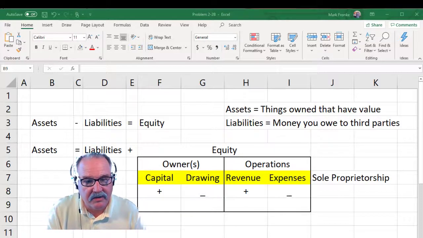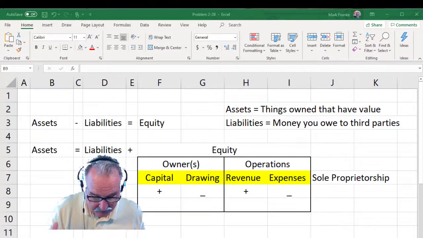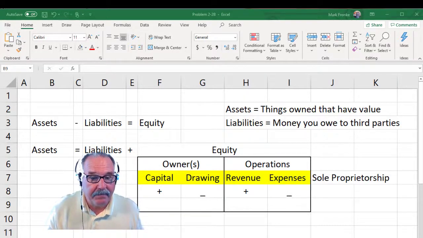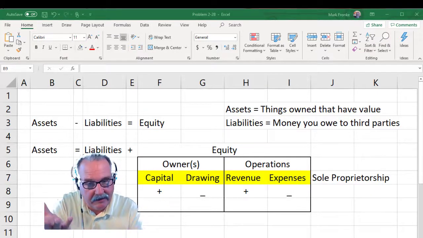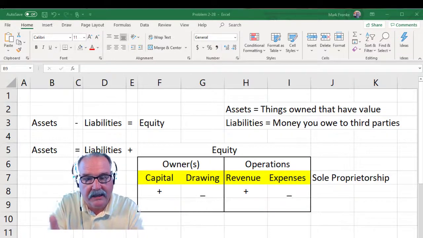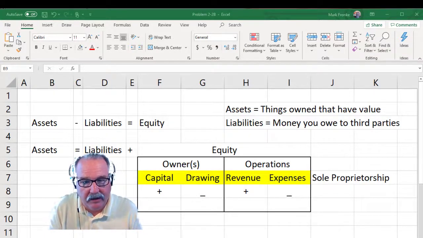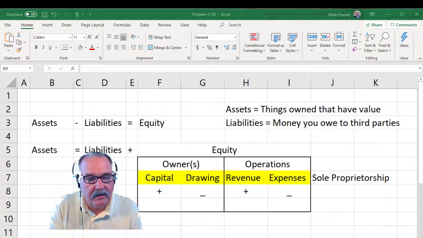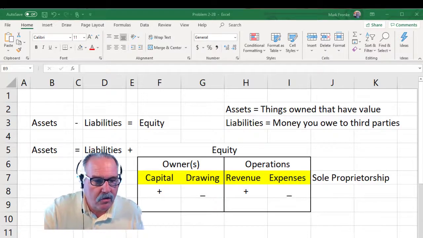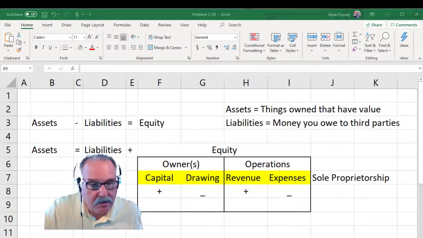And if we start with something that is in balance, then we just keep adding things to it to keep it in balance. So every time we do something, we're going to have 2 different categories that we have to deal with in order for this equation to stay in balance. Okay. So let's use problem 2-2B as an example.